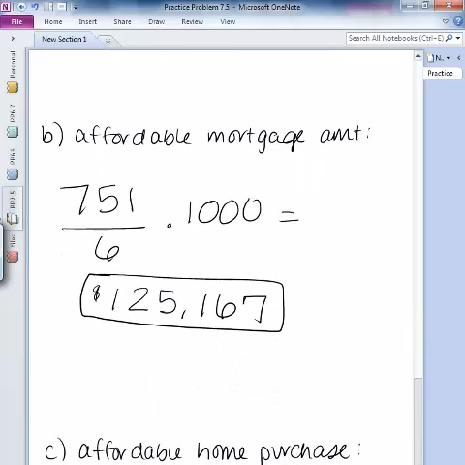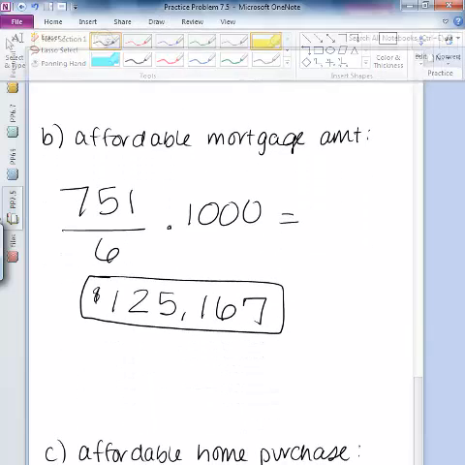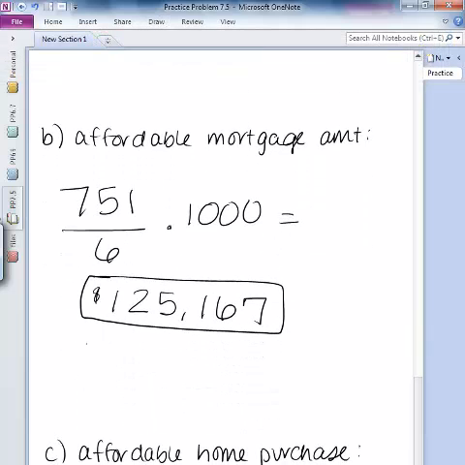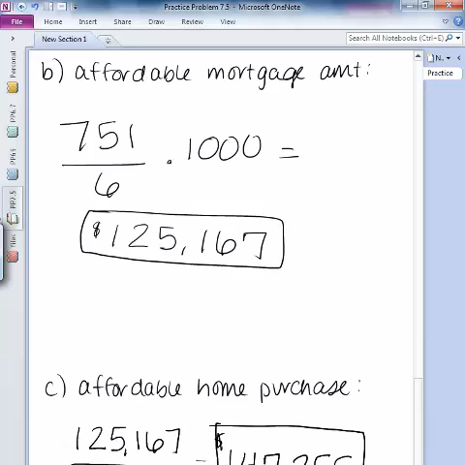So I come back down here, and my affordable home purchase is this number from part B, 125,167, divided by 0.85, because that is the amount that would be left over for my down payment. This gives me $147,255. This is the total amount that I could afford to buy for a home.